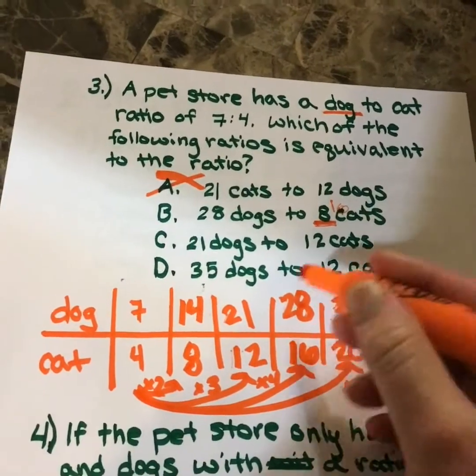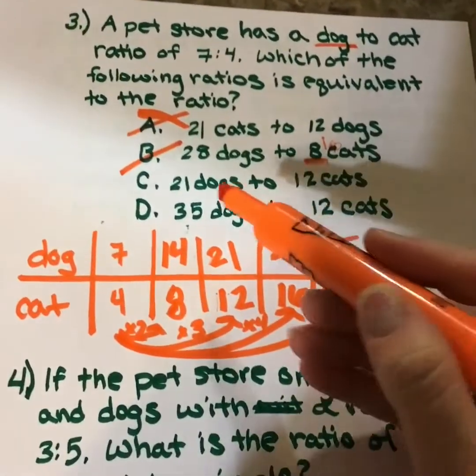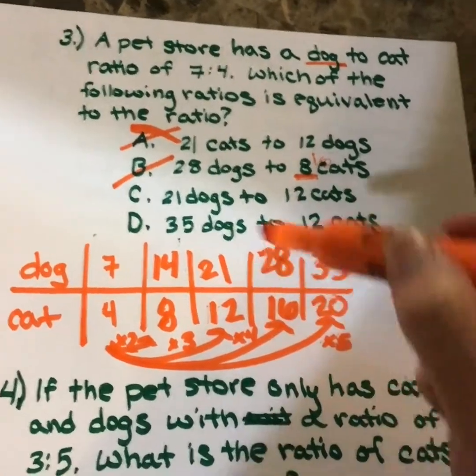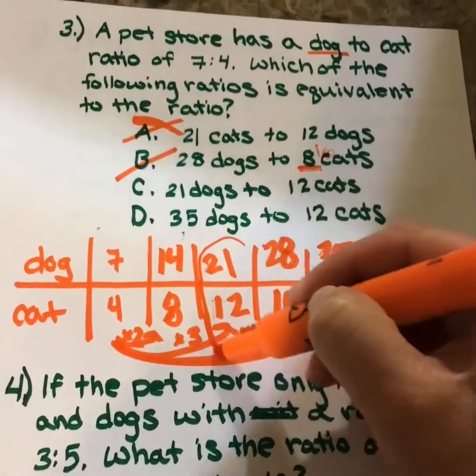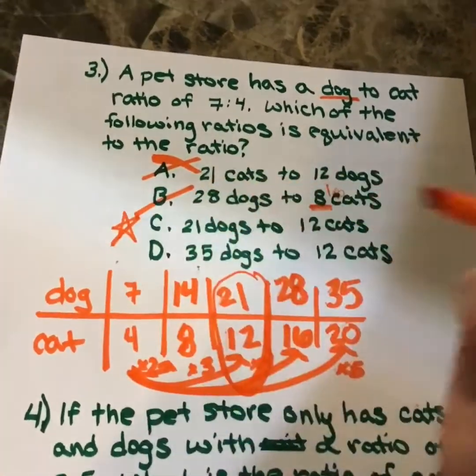Okay, looking at our ratio right here. So it can't be B. How about 21 dogs to 12 cats? Oh, that's it. 21 to 12 right here. So C would be the correct answer.